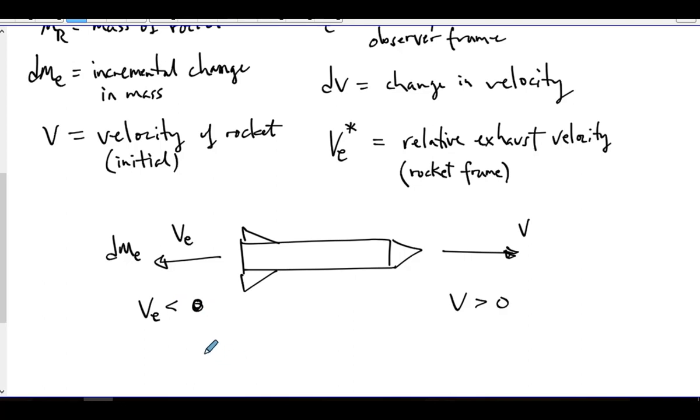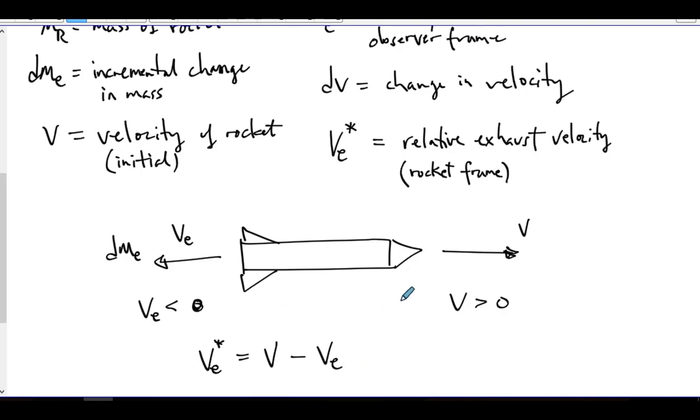And I'm going to write the equation that the relative exhaust velocity from the rocket's frame of reference is, so the way that I'll define that is that the velocity of the exhaust relative to the rocket is just the velocity of the rocket minus that velocity of the exhaust in the observer frame.